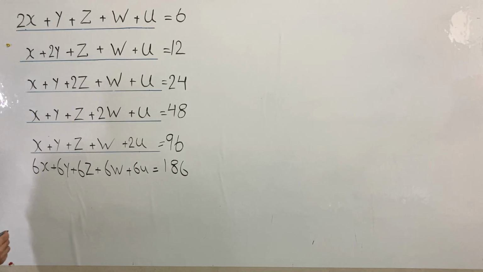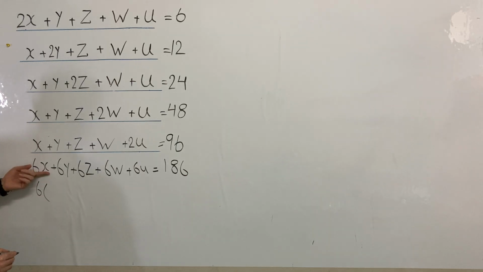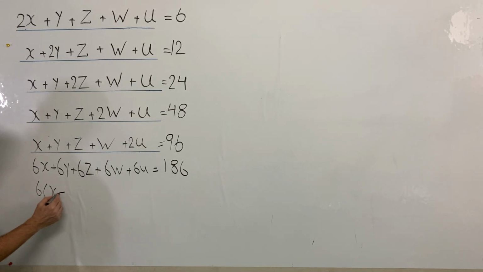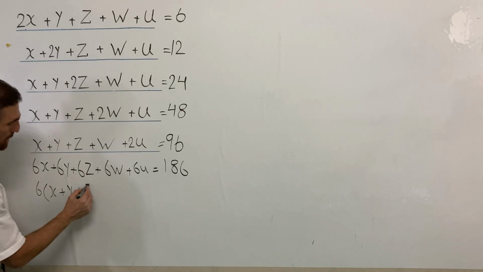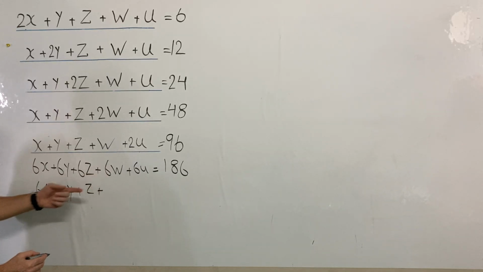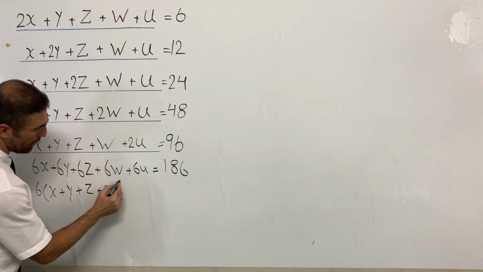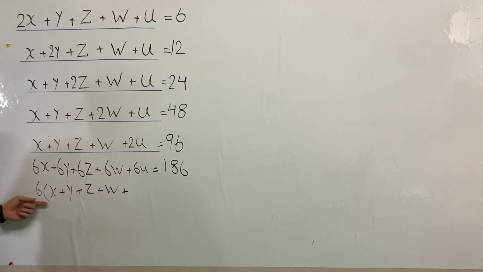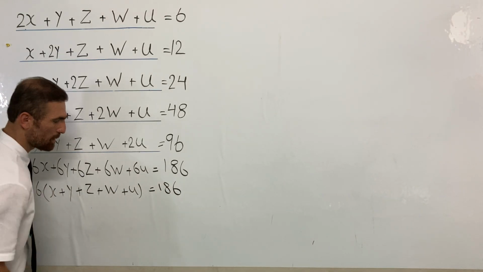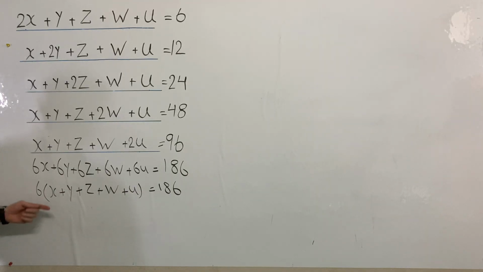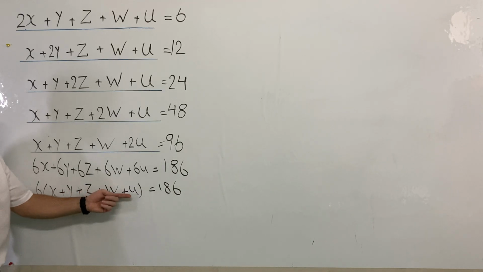To continue the solution, I'm going to factor 6 out from left side. It is going to be 6 times x, since 6x divided by 6 is x, plus 6y divided by 6 is y, plus 6z divided by 6 is z, and 6w divided by 6 is w, plus 6u divided by 6 is u, equals 186.